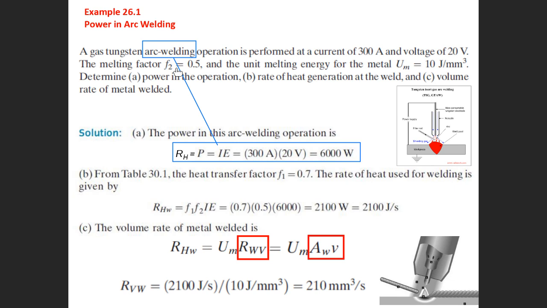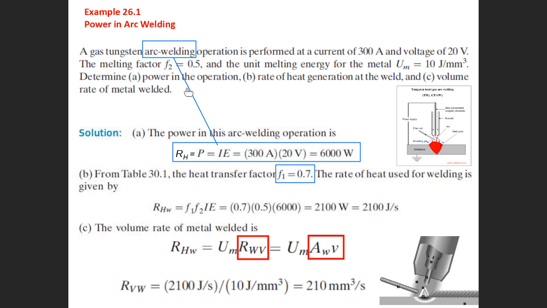The melting factor F2 is given as 0.5. F1 is also given, obtained from the table, just consider it as given, 0.7. So F1 is 0.7, F2 is 0.5, and the unit melt UM is also given as 10 joule per cubic millimeter.